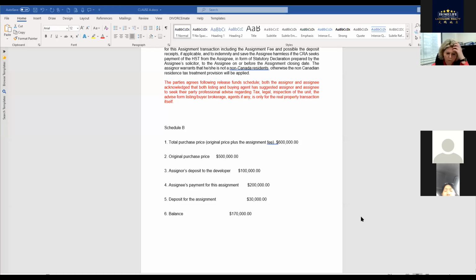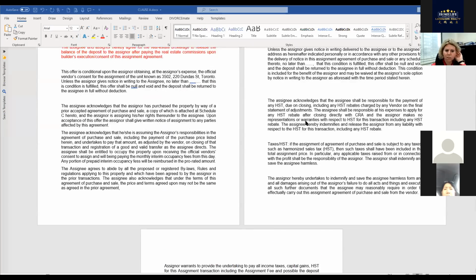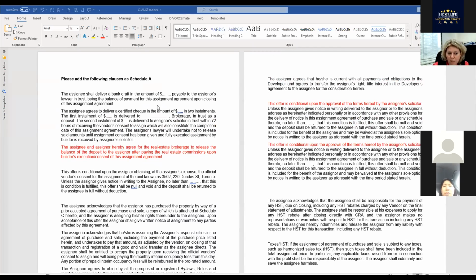and I'm going back to my Schedule A and my Schedule B. My Schedule B is this: purchase price, assignor deposit to the developer, assignee payment for assignment, deposit for the assignment, balance. And I'm going to Schedule A. The assignee shall deliver a bank draft in the amount of, this is the deposit payable to the brokerage. You can break down the assignment, you don't care. This is the most important clause for the agent.